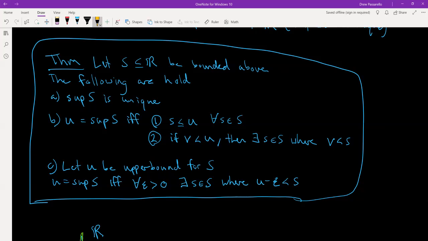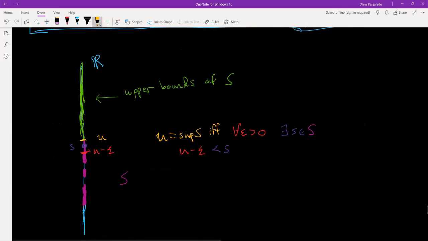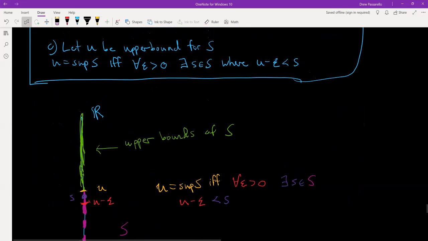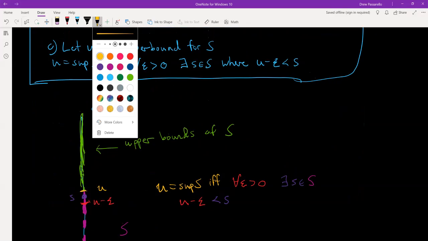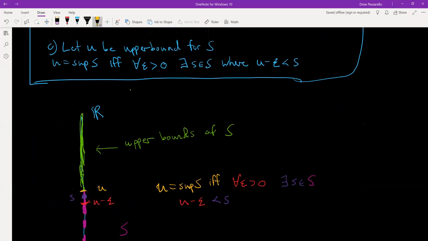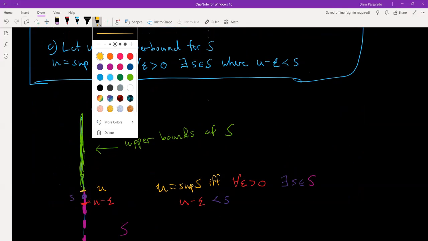And then the third bullet point: let U be an upper bound of S. Then U equals the supremum of S if and only if for all epsilon greater than 0, there exists an element s in S where U minus epsilon is less than s. So I drew pictures representing this. This is the case that's representing C. So this example.